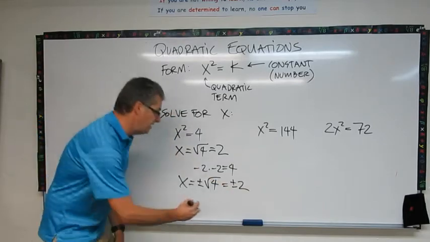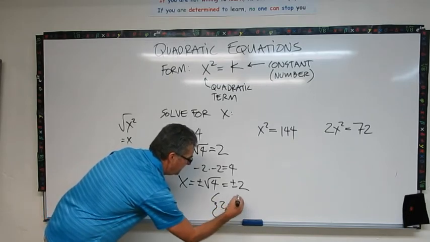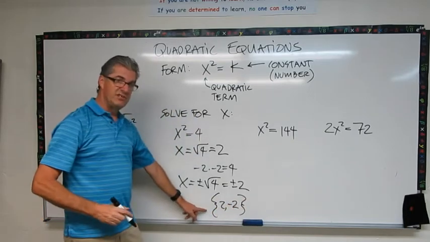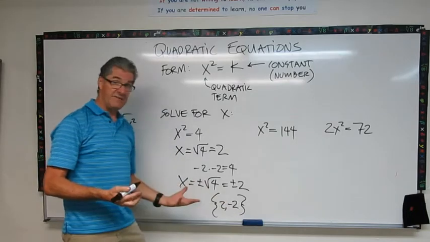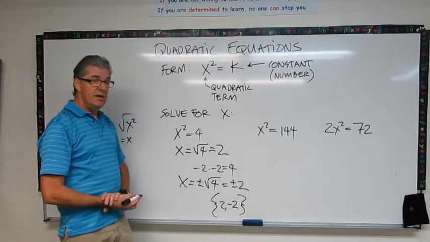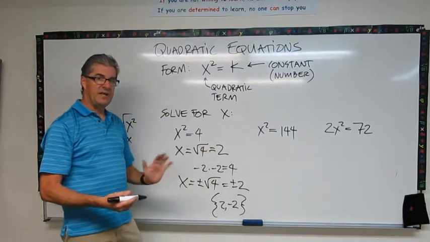We can also write it like this. That's set notation, and it's showing our two solutions in a set. So we have positive 2 and negative 2. Okay? All right, so I want you to pause the video and try that one. Okay, let's see how you did.